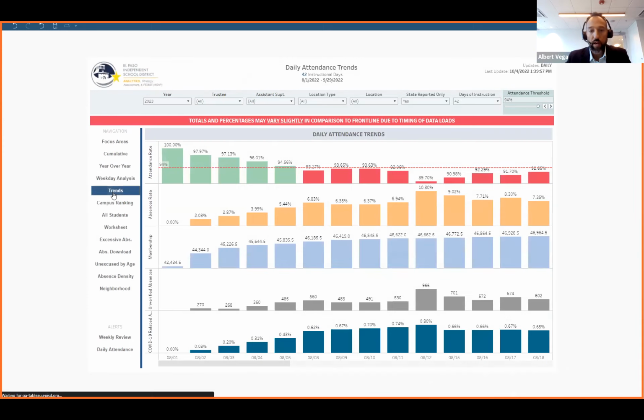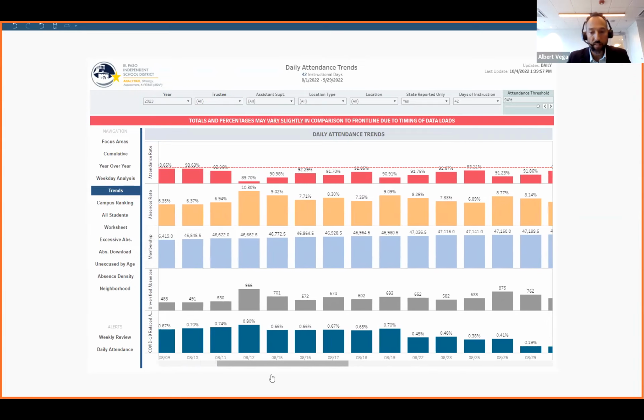The next page that we have is our attendance trends. Now this looks at a daily analysis of the attendance rate. You can see on day one, we were at 100%. And then as we flow through the year, we start to drop significantly. We also include the absence rate, our membership, and the unverified absences, which is basically unexcused. And we also look at those COVID-related absences. During the height of the pandemic, this is really utilized to identify those days.